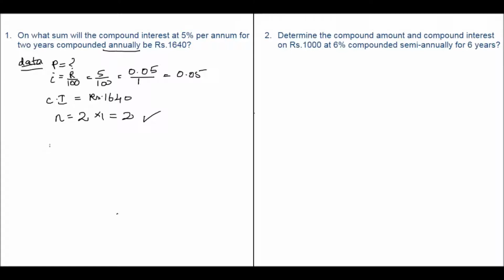Now actually the formula for compound interest is amount minus principal, that is P into (1 plus I) the whole power n minus P. I am taking P outside here. I am deriving the formula.